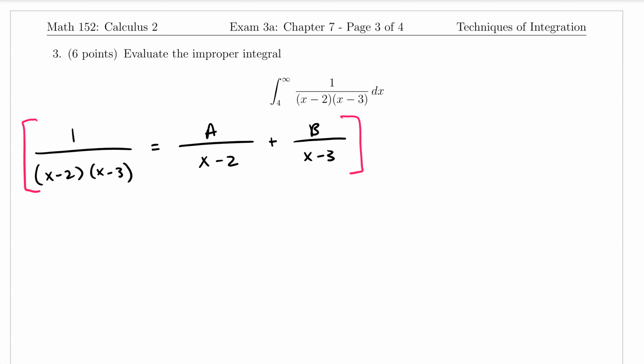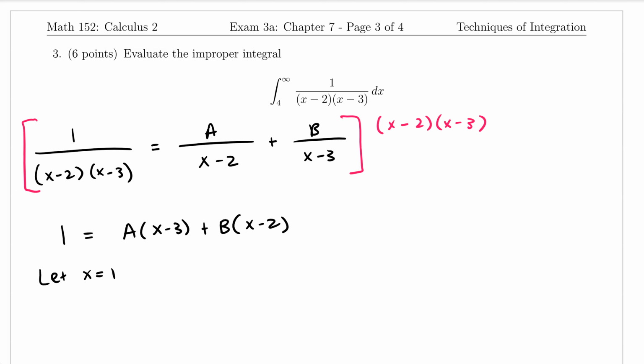I'm going to take this entire equation and multiply every term by x minus 2 times x minus 3. If we do that, then we get x minus 2. No, just kidding. We'll get 1 equals A times x minus 3 plus B times x minus 2. So from here, I can go ahead and plug in special values of x. So I'm going to go ahead and let x equal 3.